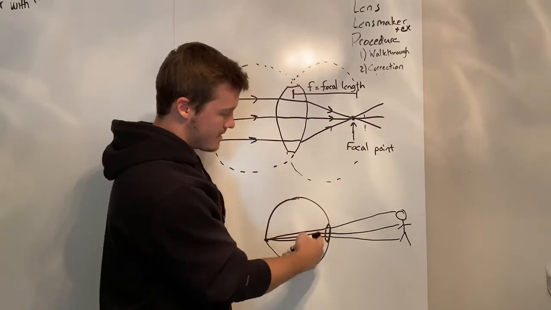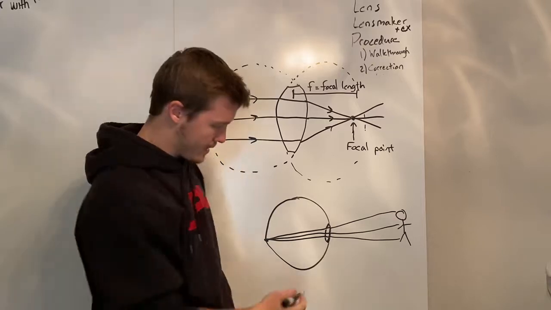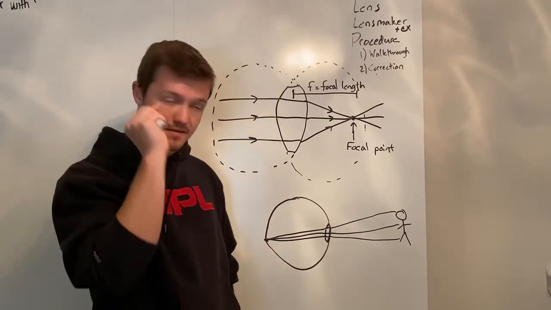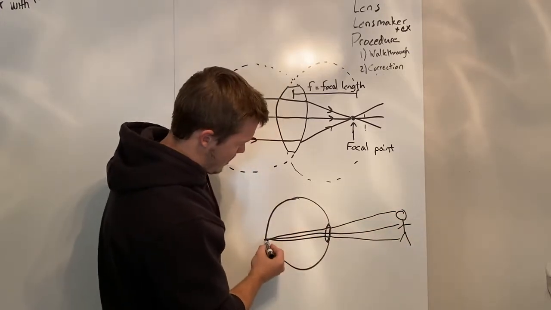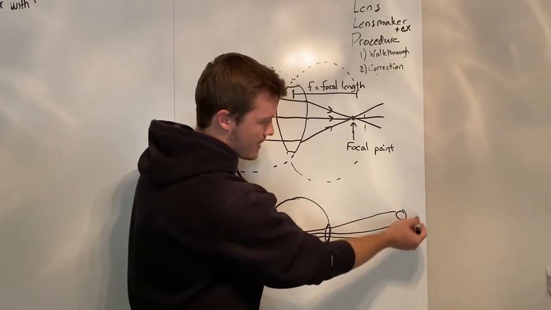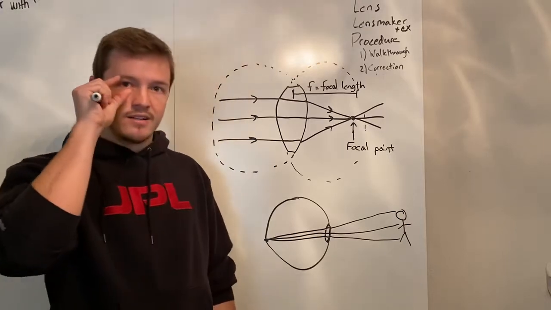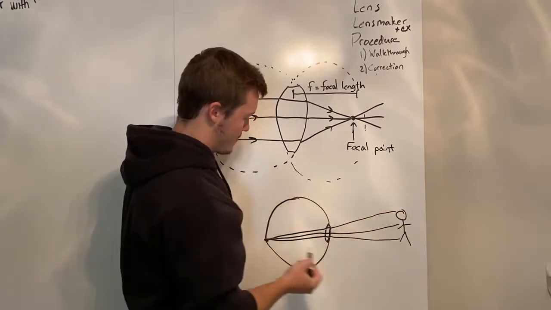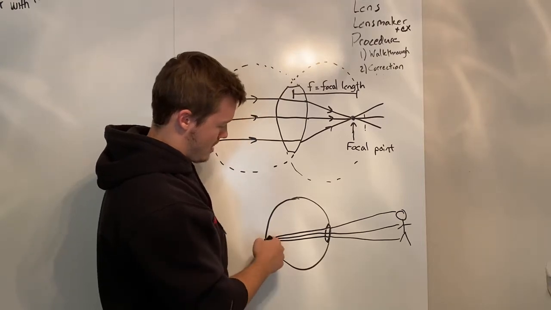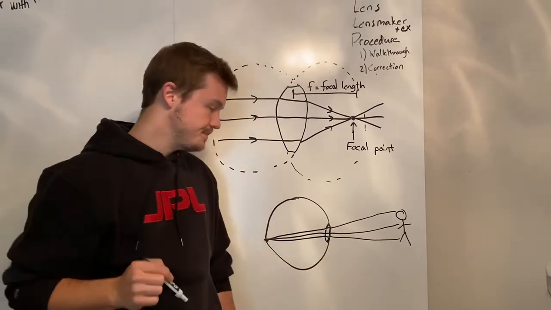Now our eyes can adjust the focal length of the actual lens that's in the front of our eyes in order to adjust where this light hits in our eye. So if I was looking at something a little bit further away, my eye can actually change the shape of its lens, change the focal length, in order for something that's a little bit further away to all focus right in the back of my eye.